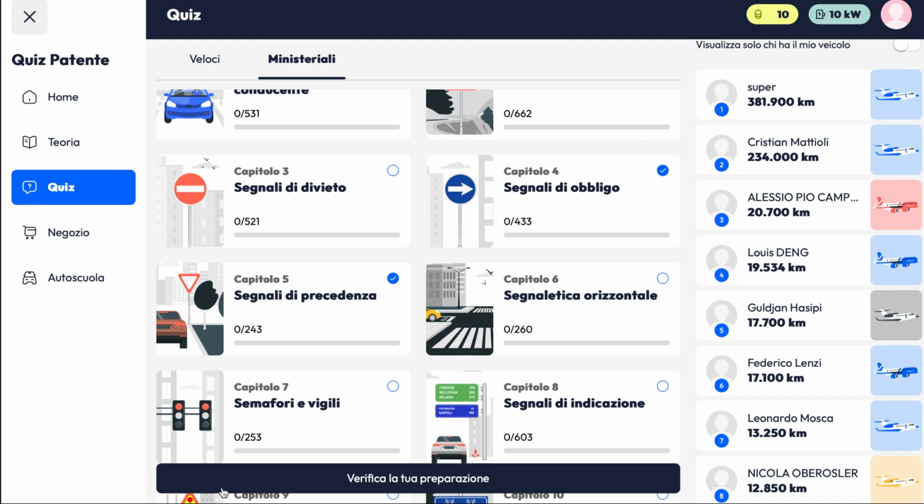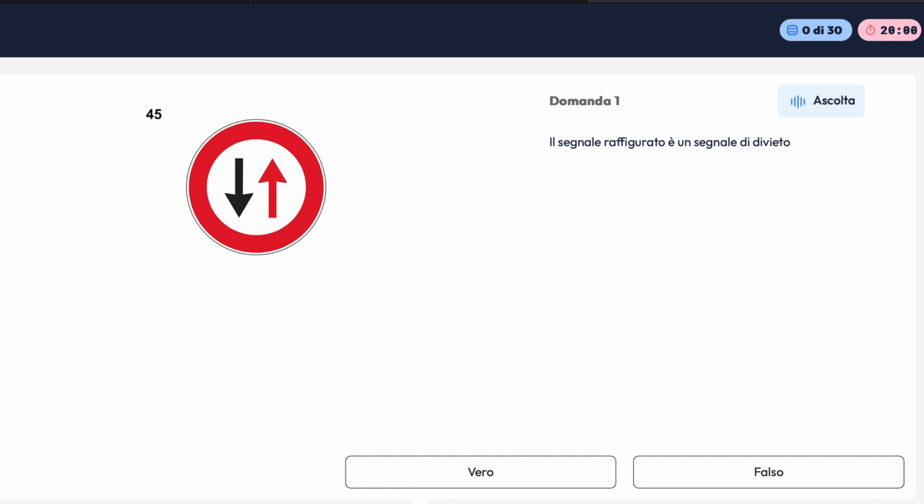Today we'll be covering questions from motorizzazione directly. Question number 1. Il segnale raffigurato è un segnale di divieto. The question says this sign is a sign of divieto.